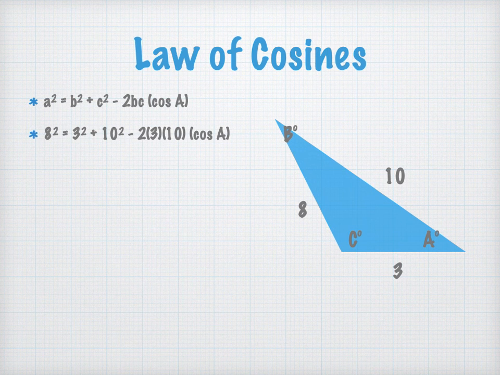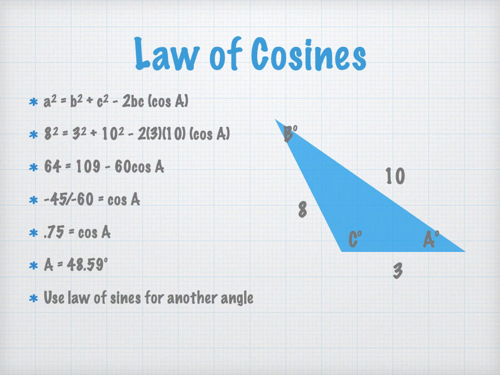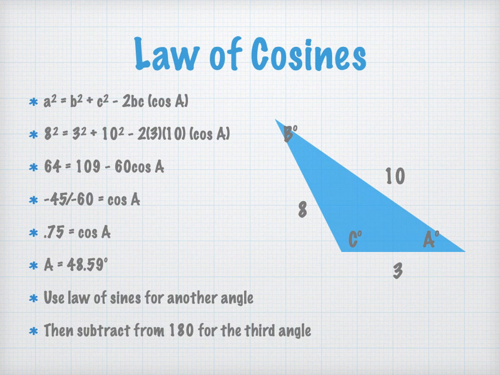Slightly different algebra here, but it's well within you guys' capabilities. 64 equals 109 minus 60 cosine A. Subtract 109 from both sides. Divide both sides by negative 60. Divide, and you get 0.75 as the cosine of A. Inverse cosine, and you get angle A. And then use the law of sines for the other angle, and then subtract from 180 for the third angle.